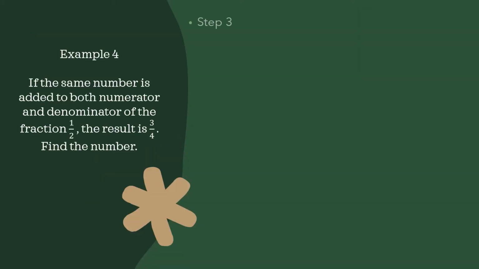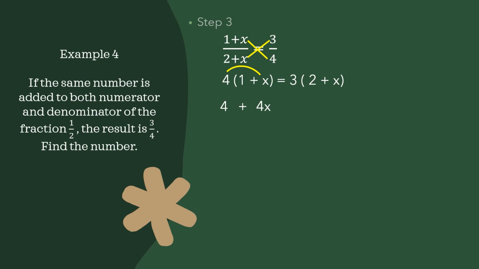Step 3. Solve for the unknown. Using the equation 1 plus x over 2 plus x equals 3 over 4. Using cross multiplication, we have 4 times the quantity 1 plus x equals 3 times the quantity 2 plus x. Using distributive property, we have 4 times 1 is equal to 4. 4 times positive x is equal to positive 4x equals 3 times 2 is 6.